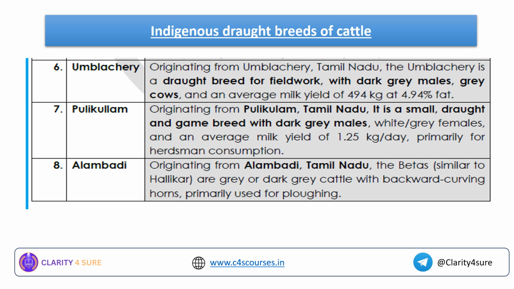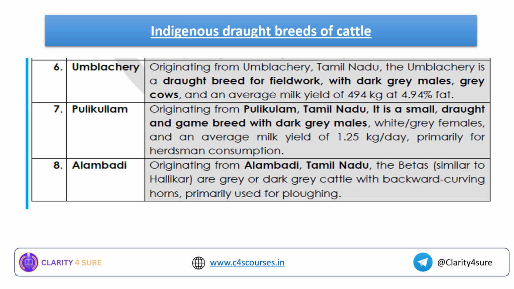This is also one of the breeds that originates from the Pulikulam region of Tamil Nadu. It is a very small breed and it is a drought tolerant breed. Okay, here the male will be of dark gray color and the female cow will be of both white and gray color, and the average milk yielding capacity is very low, that is only 1.25 kg of milk per day, and this milk is primarily used for local consumption only, because this breed does not give you more milk. Okay, next comes your Alambadi breed.